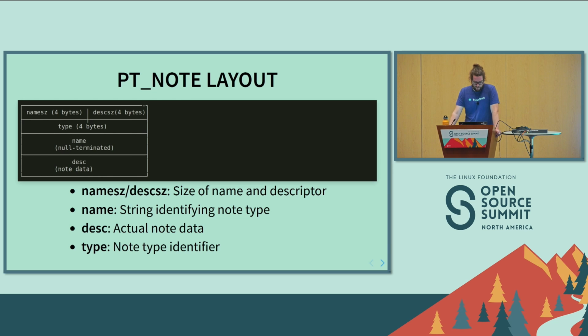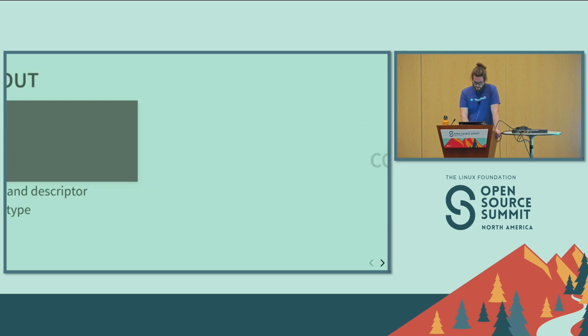Note layout is pretty straightforward. You've got sizes for your name, which is just a string saying what is this, like a friendly name for the note. And the description size. It's kind of a bad name, but it's really the binary blob that makes up your note. So the note field is pretty freeform. Sometimes it's just a raw C structure. Sometimes it might be formatted in BSON or CBOR or something like that. But the type dictates what you're going to be parsing. So you'll read the type, and then you know what you need to parse.